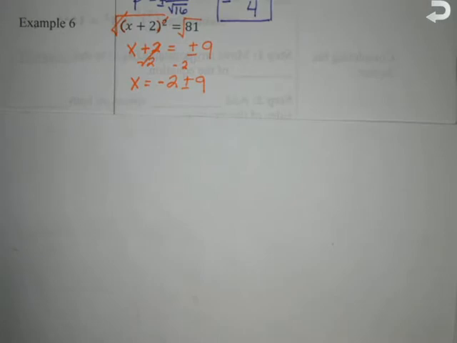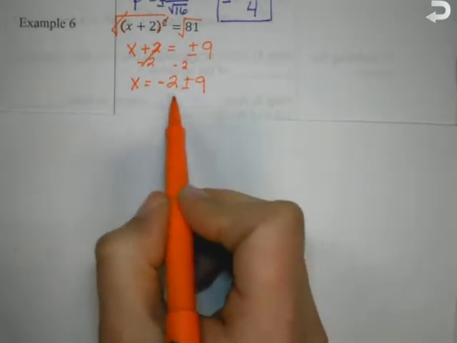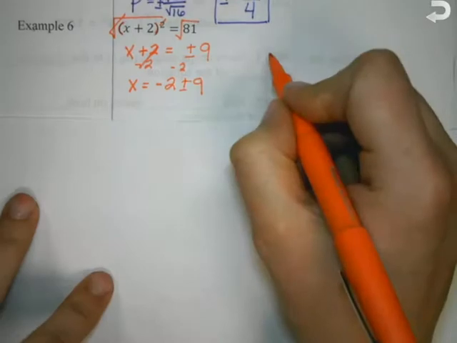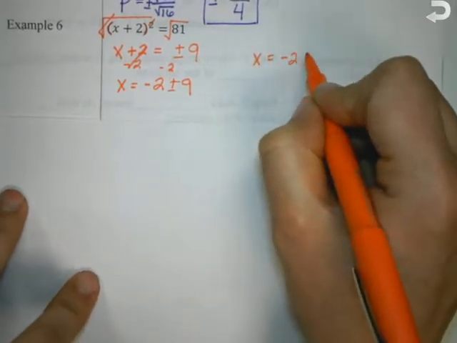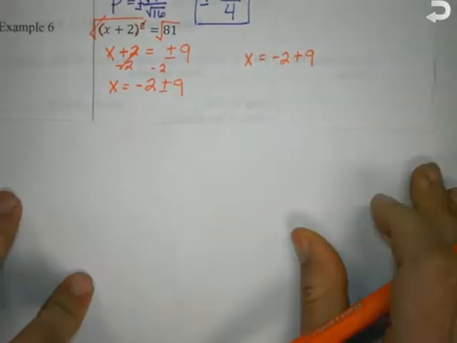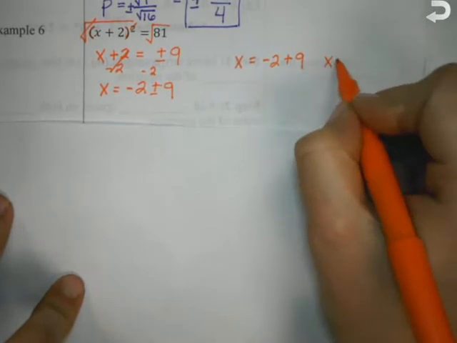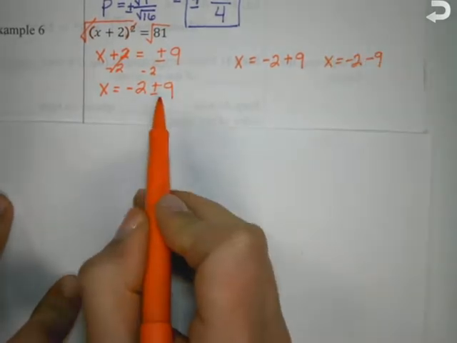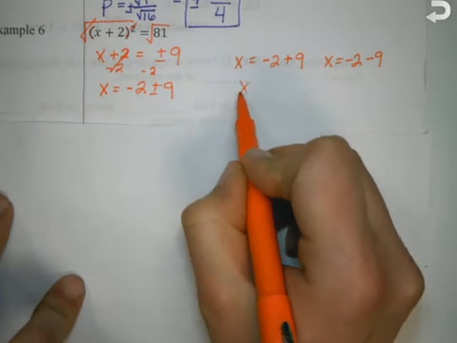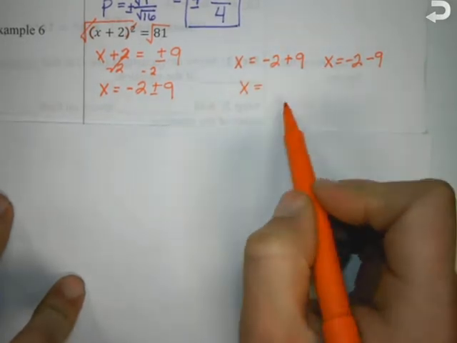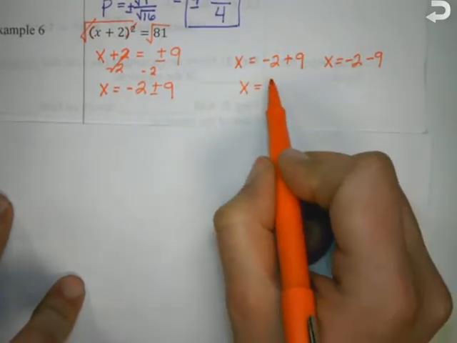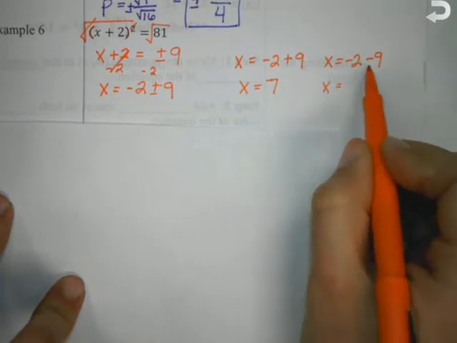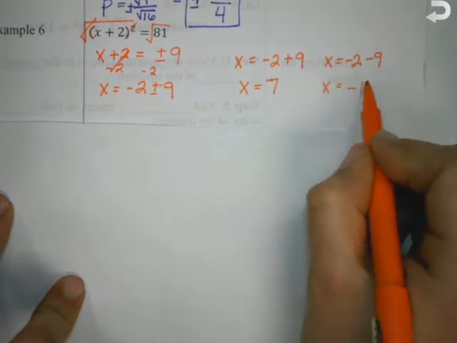We have two answers here. We have x equals negative 2 plus 9, and x equals negative 2 minus 9. That's what the plus or minus means. So what's negative 2 plus 9? Positive 7. And what's negative 2 minus 9? Negative 11. So I have two answers here. X equals 7 and negative 11.